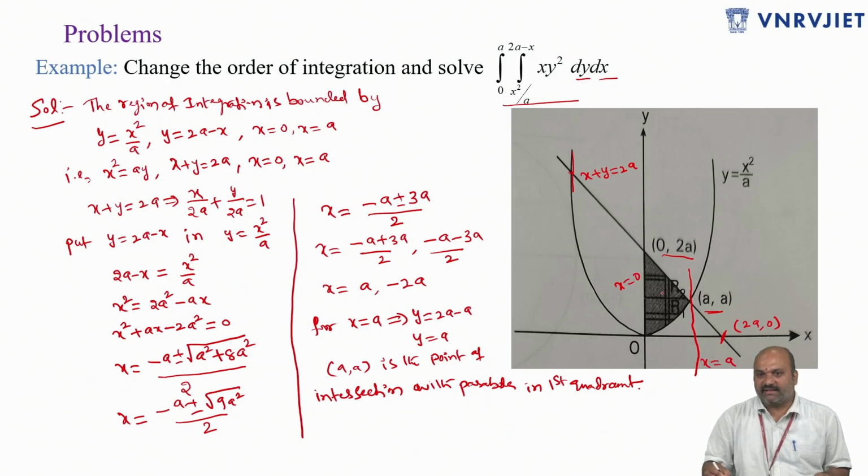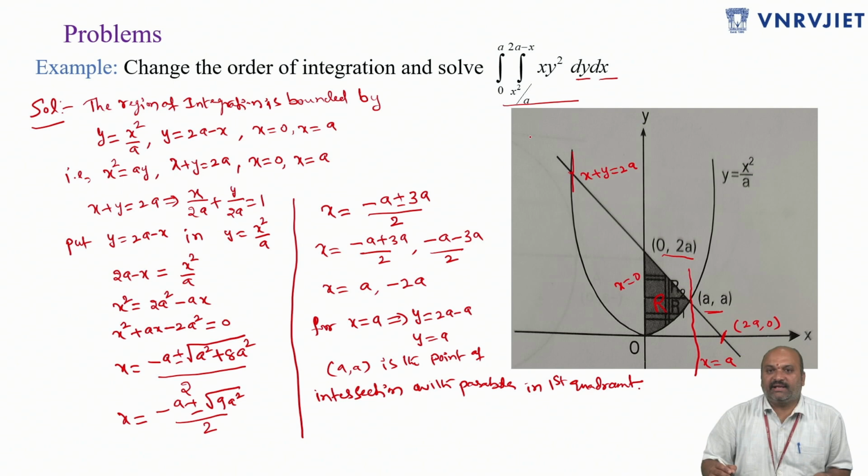Now identify the region. The region is bounded by x equals 0 and the line x equals a. So the area lies between these two lines only. Therefore the region lies only in the first quadrant. Next, the region is bounded by this line and this parabola. So this is the region of integration.